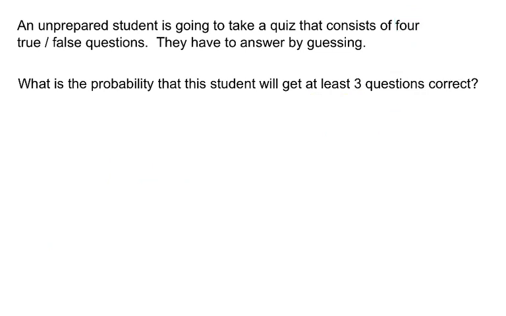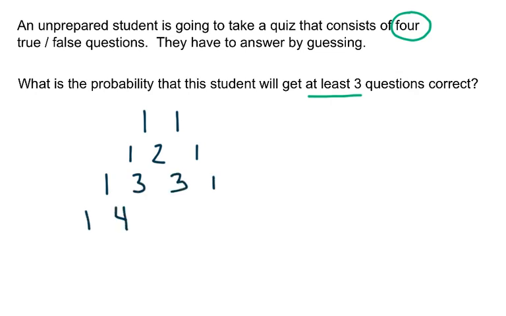Let's look at one more. We're still looking at our unprepared student, but this time an unprepared student is going to take a quiz that consists of 4 true-false questions, and they have to answer by guessing. What is the probability that this student will get at least 3 questions correct? Well, the 4 tells us we have 4 trials. They have 4 questions to answer. So now, instead of looking at the third row of Pascal's triangle, we have 4 trials. We're going to have to look at the 4th row of Pascal's triangle.